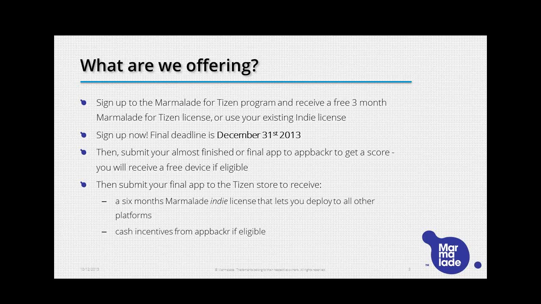So whatever license you're currently using, that you start the offer off with, we will give you an Indie license that gives you 6 more months of development, and you can use that to deploy to all other Marmalade platforms. So essentially, you can use the Tizen community one to build your Tizen app and get it on the Tizen store, and then once that's been accepted by Tizen, it'll unlock to an Indie license, and you can deploy to all the other Marmalade platforms for free.